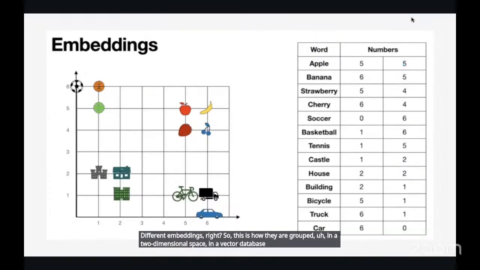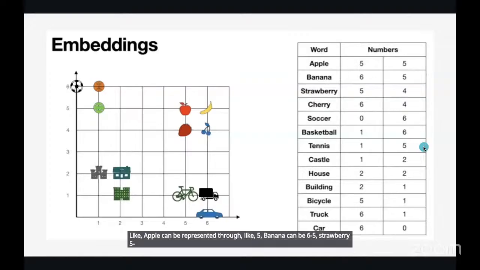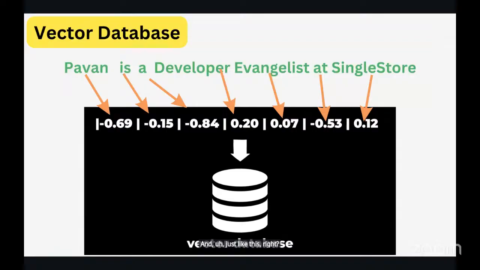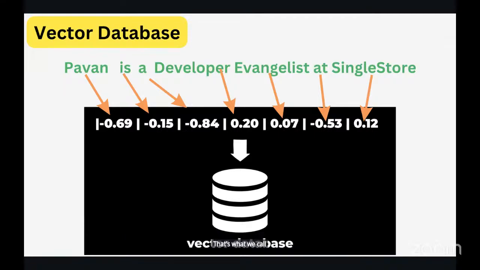For example, apple can be represented like 5, 5, banana 6, 5, strawberry 5, 4, something like that. And just like this, the whole sentence gets chunked and each chunk is assigned a numerical value. That's what we call embeddings, vector embeddings.